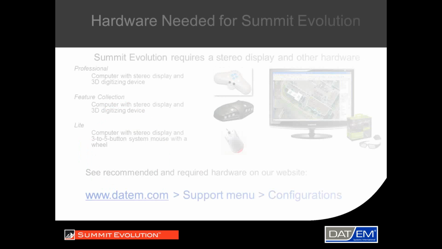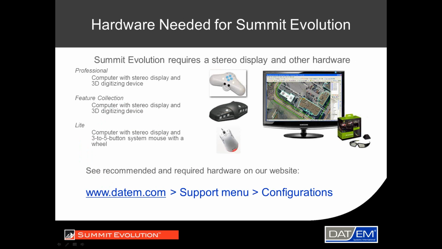And so you do need some kinds of specialty hardware. If you go to our website, www.datum.com, and click on the support menu and then configurations, you'll find a full list of the kind of computer that you need to run Summit Evolution. And for the stereo viewing, we use the NVIDIA 3D Vision Kit.